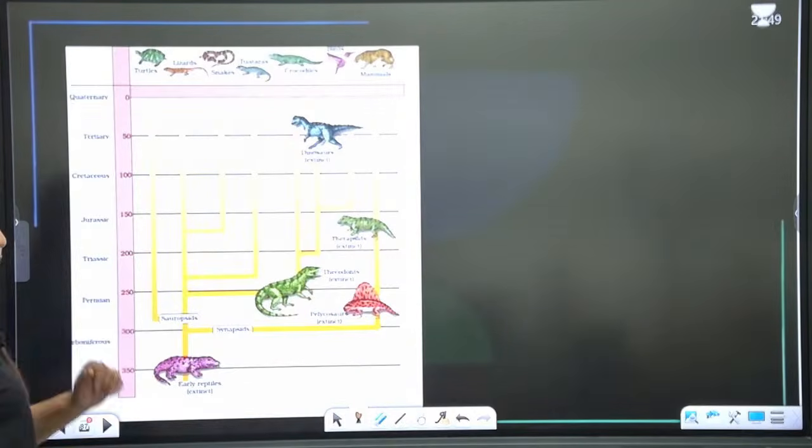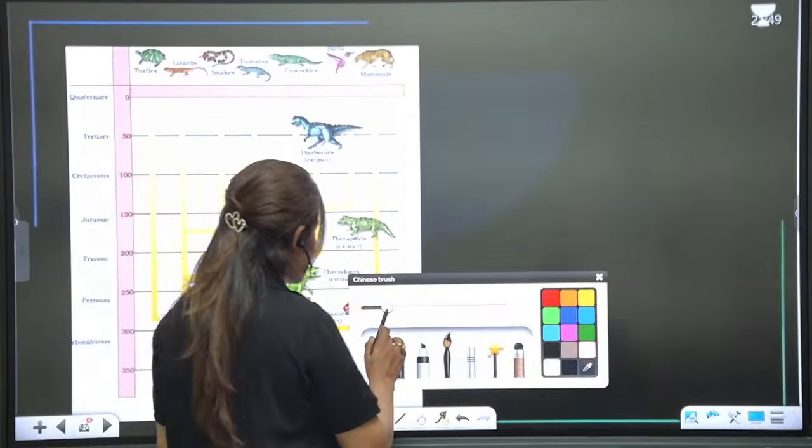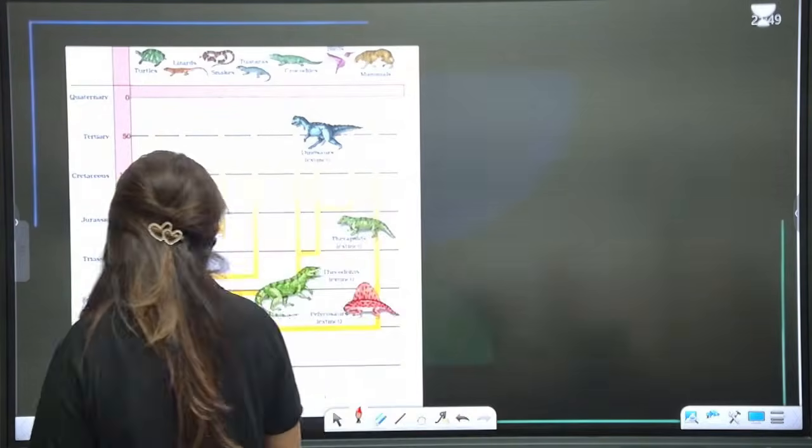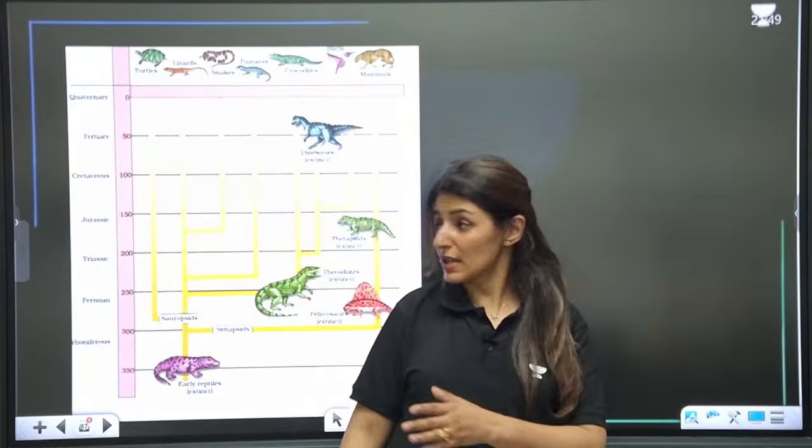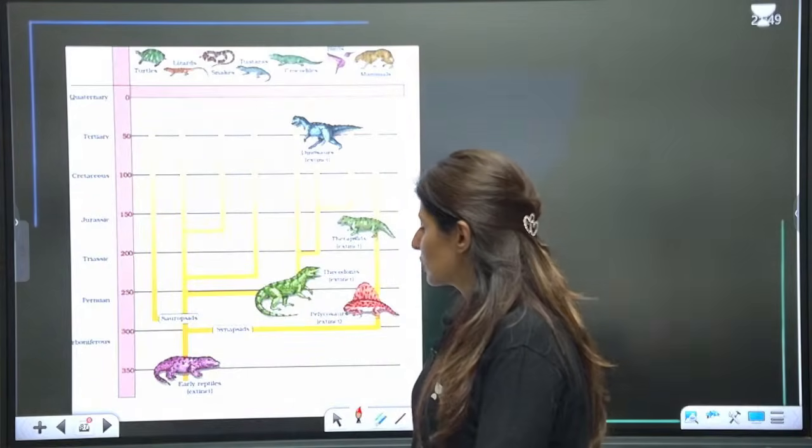So this is the evolution of reptiles through different geological periods. So how do we learn that, guys? I'll make a different video on the mnemonics, how to learn this table. So please go through, please see.